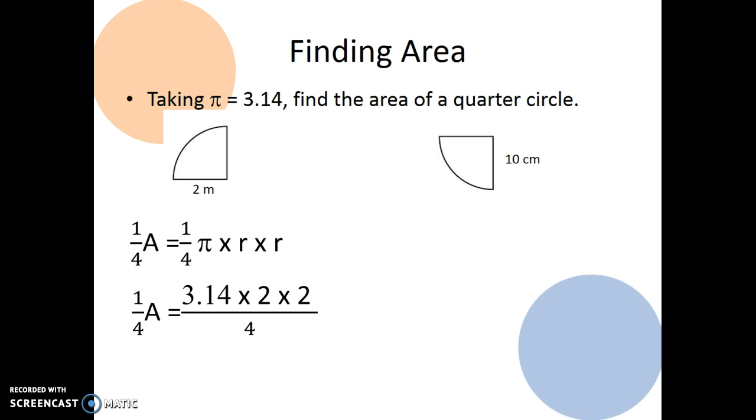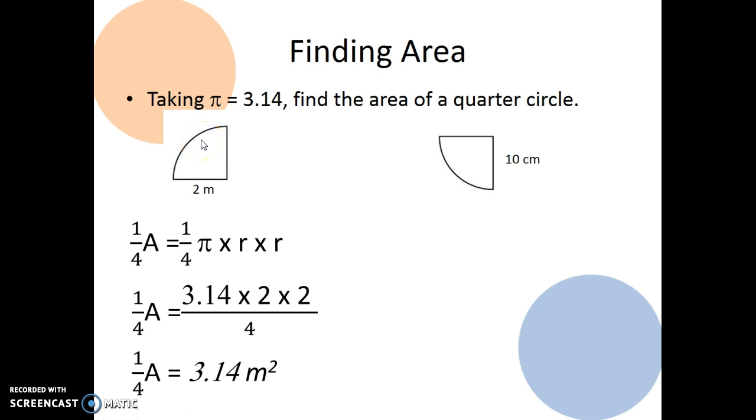We'll multiply 3.14 times 2 times 2, and we'll put all of that over 4. We'll divide that by 4. And we could cross cancel right away, couldn't we? We could make this a 2. We could make this first 2 a 1, and then we could make this a 1, and we could make that second 2 a 1. And we'd end up with 3.14 meters squared as our area for that quarter circle.